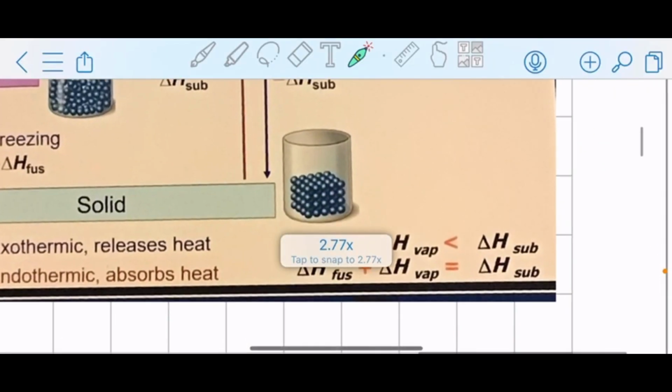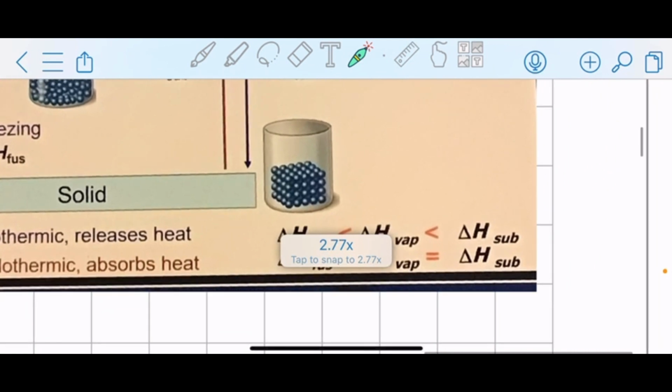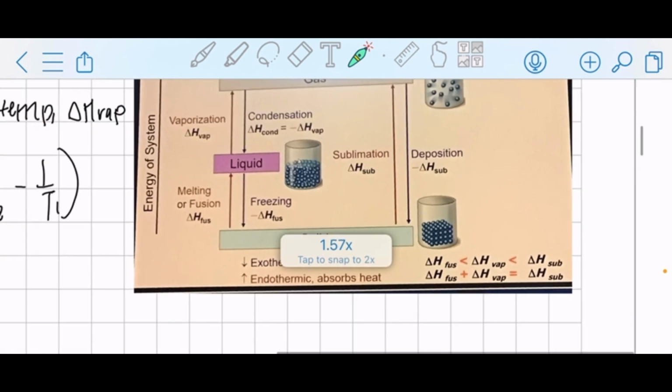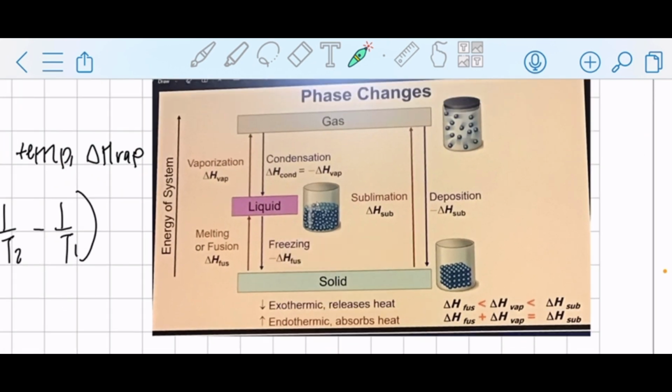Okay, here we can see that the enthalpy of sublimation is greater than the enthalpy of vaporization and of fusion. We know this because this is going from solid to gas, and it might require more heat to break up those intermolecular forces, and therefore might be harder. The same can be true for the other phases.